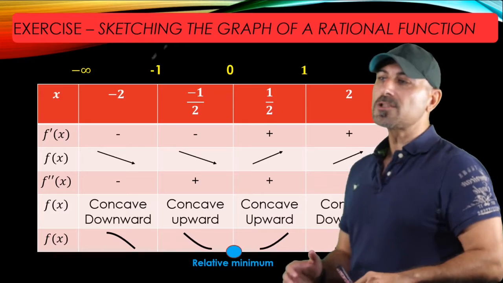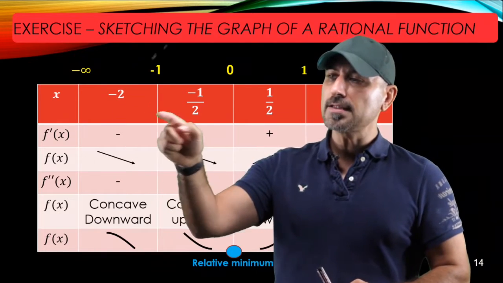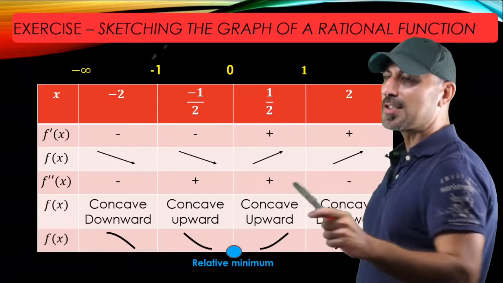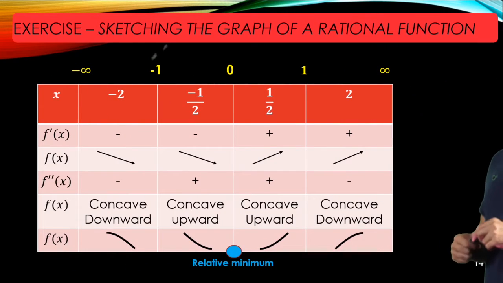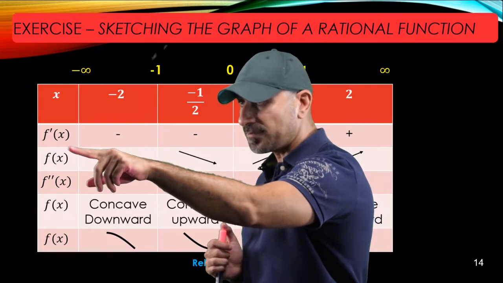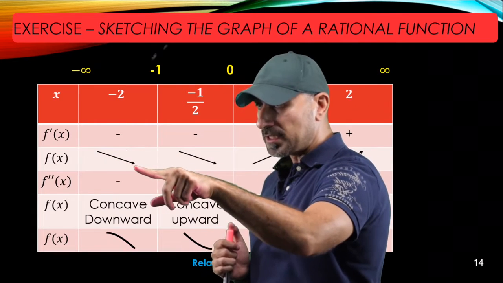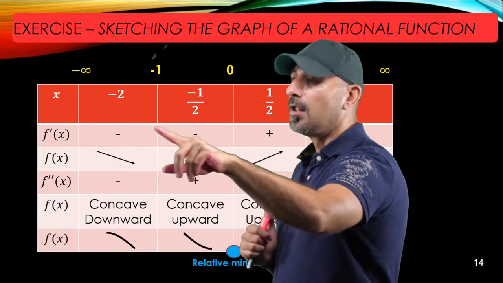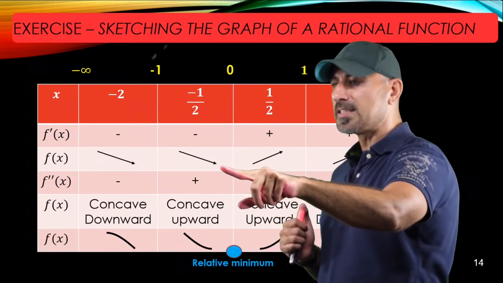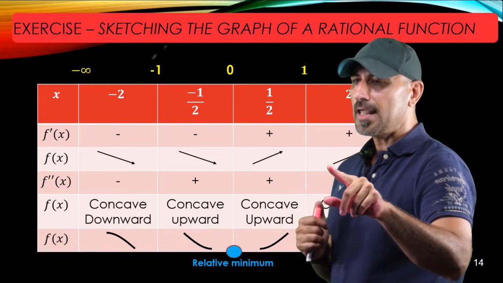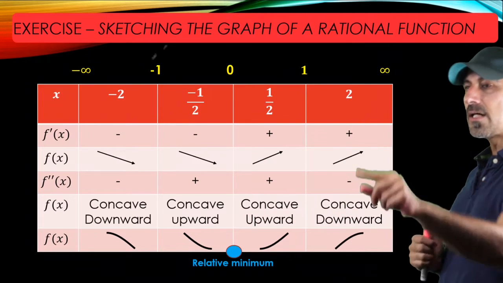And try to convince yourself that for this one you have minus, minus, plus, plus. And for this one you get minus, plus, plus, minus. And from the increasing decreasing test, we can immediately conclude that the function f has to be decreasing here because f prime has the sign negative here. And on this subinterval as well, f is decreasing. And f is increasing on this subinterval, and f is as well increasing on this subinterval.